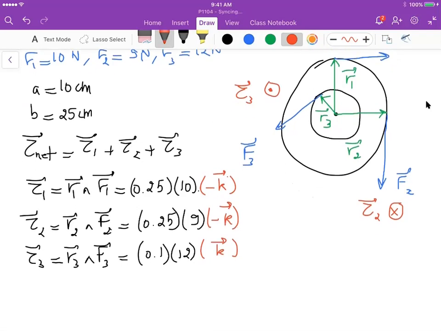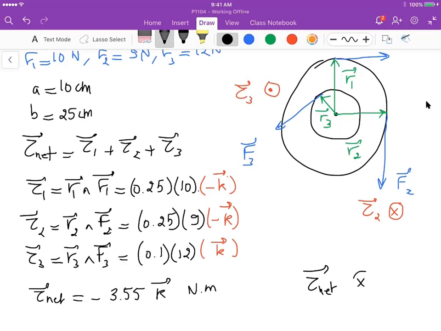Okay, and all we have to do now is sum these three values. So we end up with tau net. If you do the numerical application, you get minus 3.55 k, of course in newton times meter. So tau net is in the negative direction of k, meaning tau net points inward, into the page.